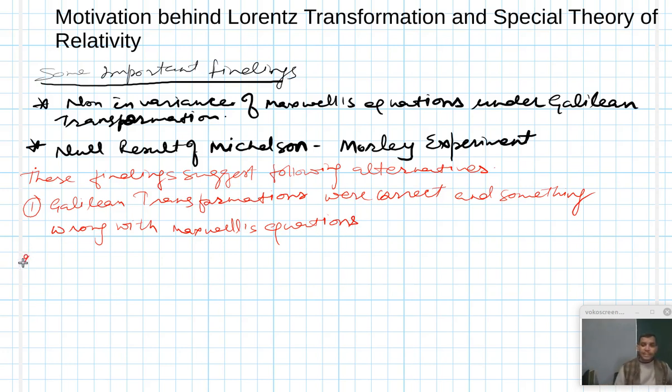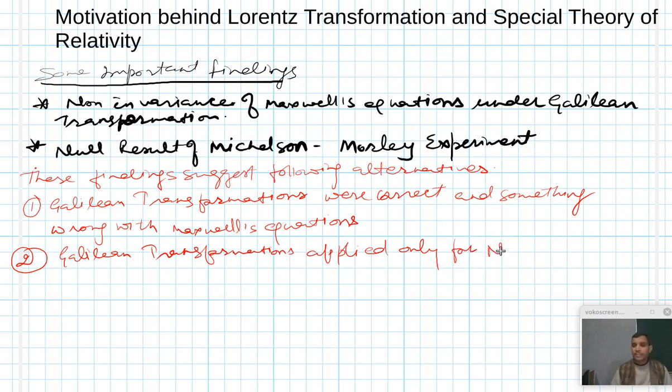There is one possibility, and another possibility is that Galilean transformations applied only for Newtonian mechanics. So this is the second possibility about which we can talk, and then the third alternative, which is a very important finding.